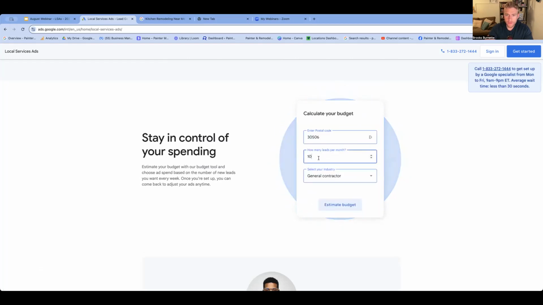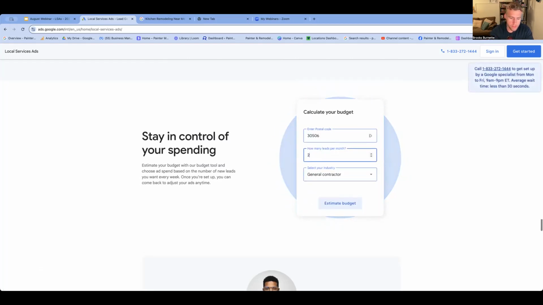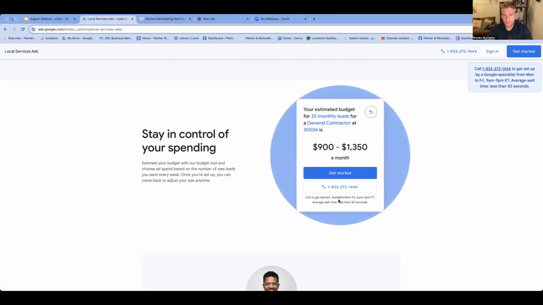And if we say we want 25 leads, then obviously it's going to increase. It just gives you a good idea of where your budget is going to be in setting up the local service ads.